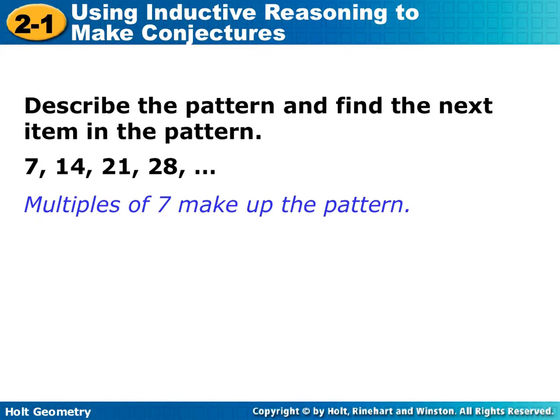They described it as multiples of 7. They didn't say add 7. What's multiples of 7? It's like 7 times 1 is that number, 7 times 2 is the next number, 7 times 3 is that number, 7 times 4, 7 times 5. Okay. So that would be another way to describe it, but it's the same pattern.